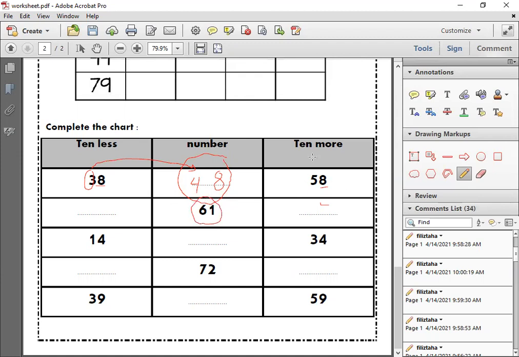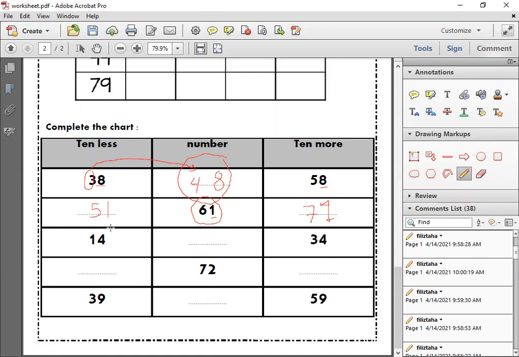Okay, 61. I want the number that is 10 more than 61, which means I'm going to write the same ones. And 10 more means I'm going to find the number that comes after 6, which is 7. So the number that is 10 more is 71. Okay, I want to find the number that is 10 less than 61, which means I'm going to write the same ones here. And 10 less means the number just before 6, which is 5. So the number that is 10 less than 61 is 51.